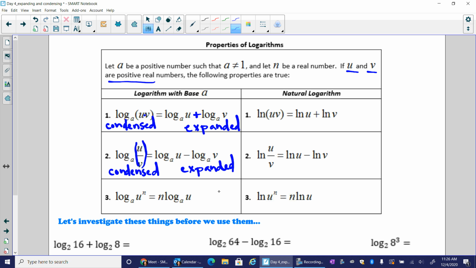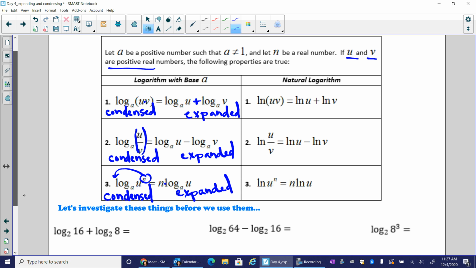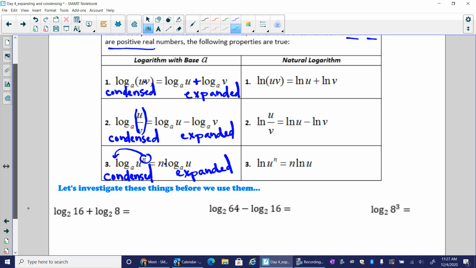Okay? This is the inverse of the rules of exponents. So then in step 3, I have the condensed form where inside the logarithm, I have the argument being raised to a power that can be rewritten as multiplication. This exponent is being brought outside in the expanded form. So before we apply these to other problems, let's investigate that these things are true.